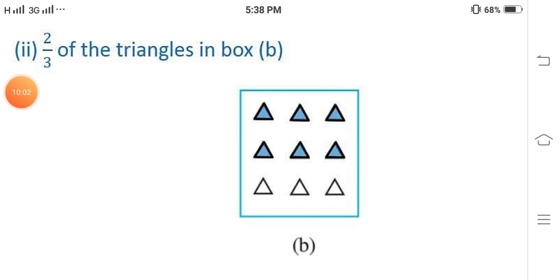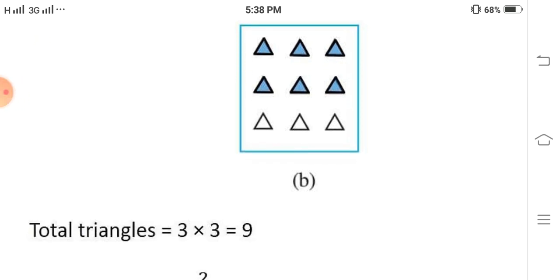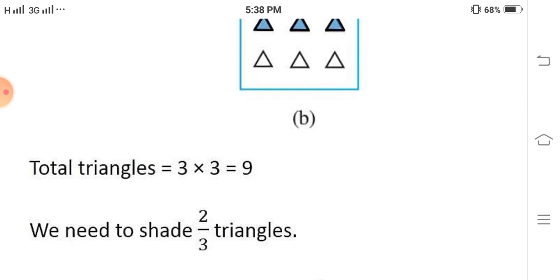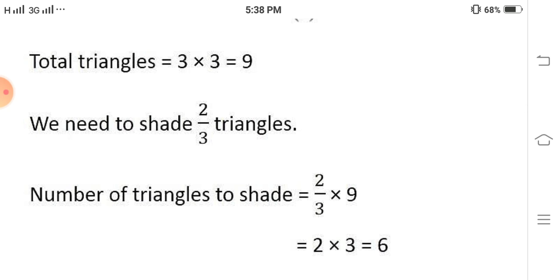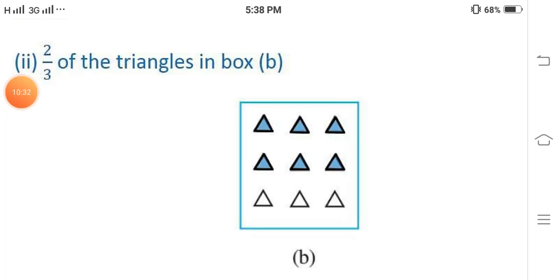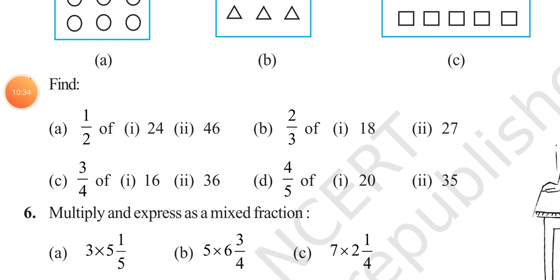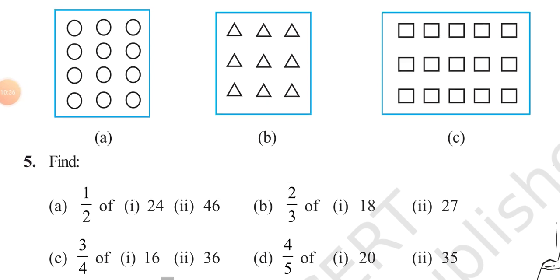Now the second part, 2 by 3 of the triangles in the box. First of all, you will count the total number of triangles, it is 9. Now 2 by 3 of the triangles we need to shade. So we will multiply 2 by 3 with 9. So 3 and 9 will cancel out on 3. You are left with 2 multiplied by 3, which is equal to 6. It means out of a total of 9 triangles you have to shade 6 triangles. So students, the third part is your homework.